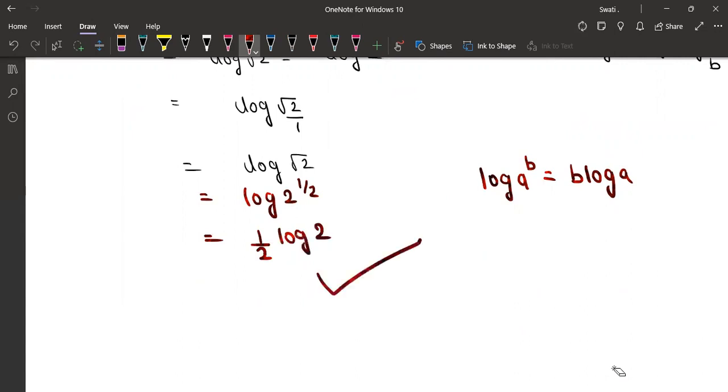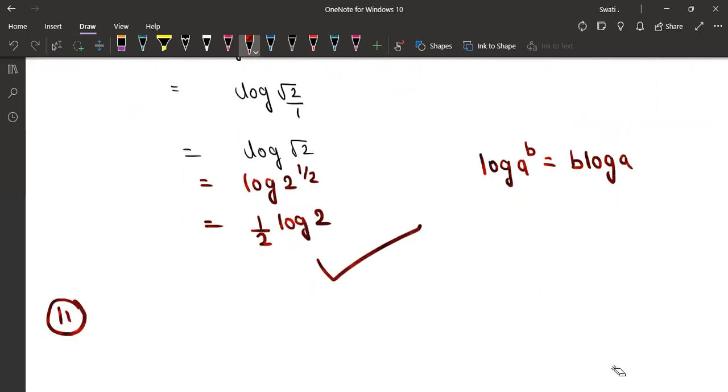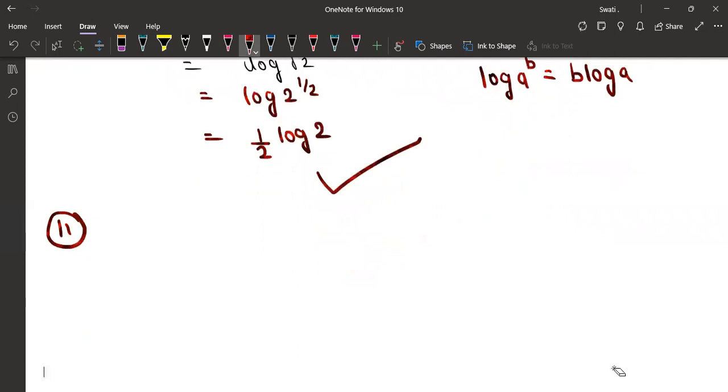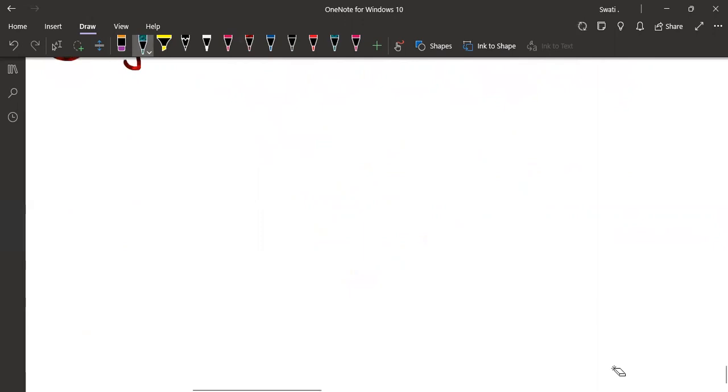is our answer. Okay, let's go to the 11th question. I can say the third last question, because after this we'll be doing 2 more questions and we are done. Okay, let's start. So the next question is integration. I'll just write it down from here now.